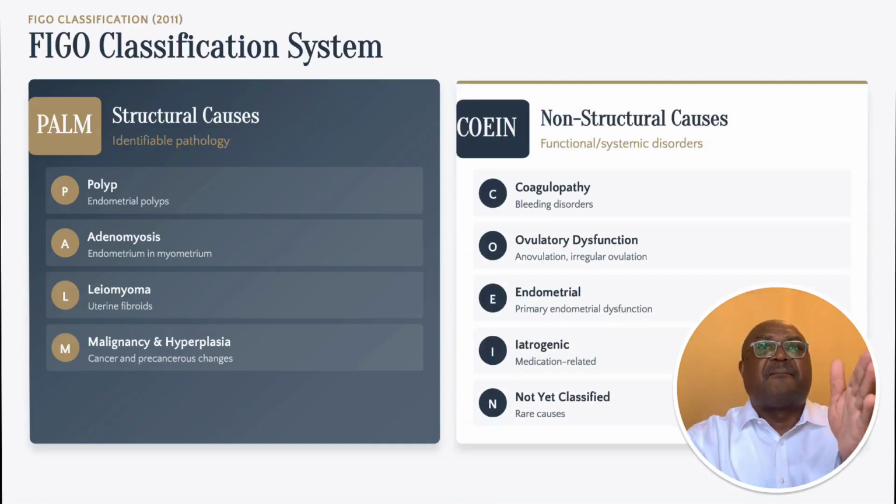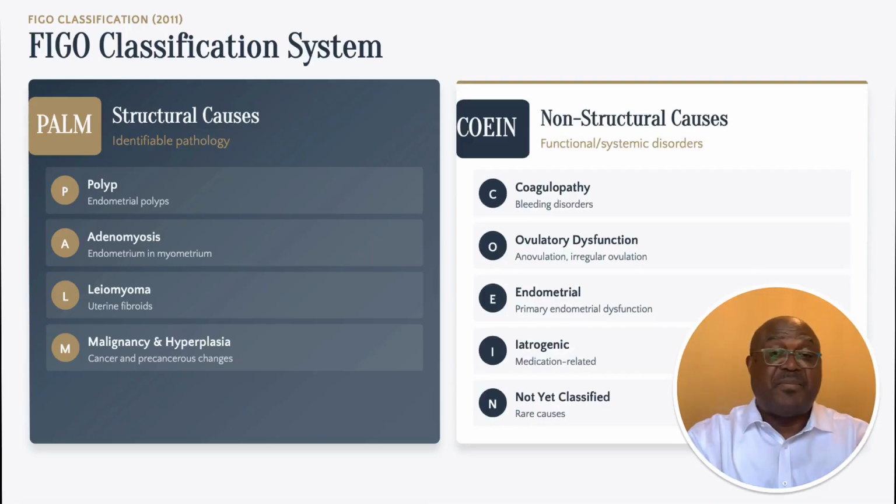The next 5 represent non-structural causes, meaning functional or systemic disorders. C is for coagulopathy or bleeding disorder. O is for ovulatory dysfunction. And E is for endometrial disorder. The I is for iatrogenic, or medication-related causes. And the N is not yet classified, which includes rare causes.